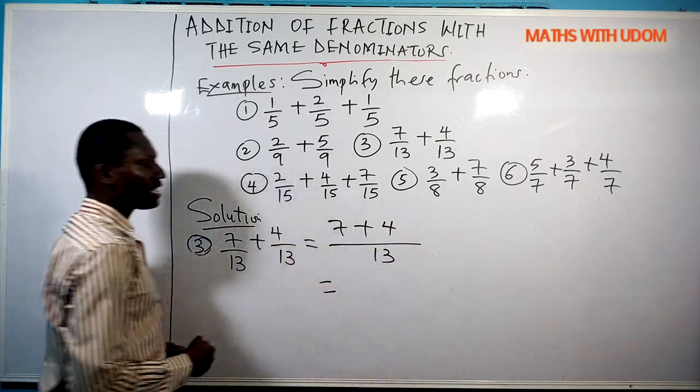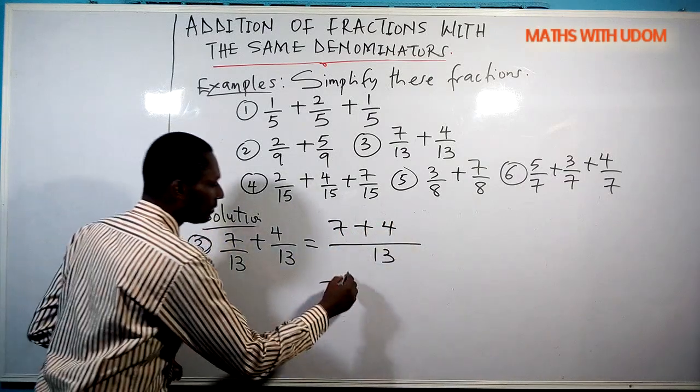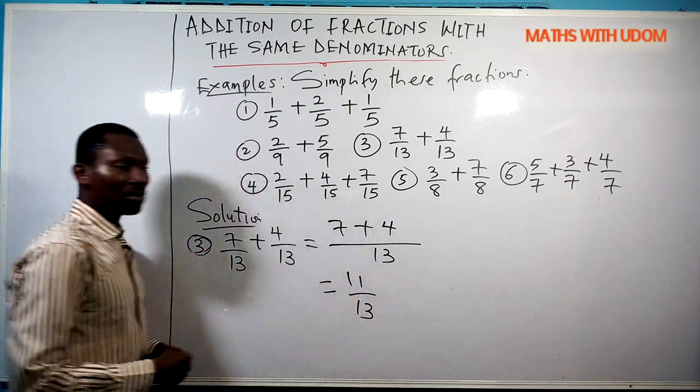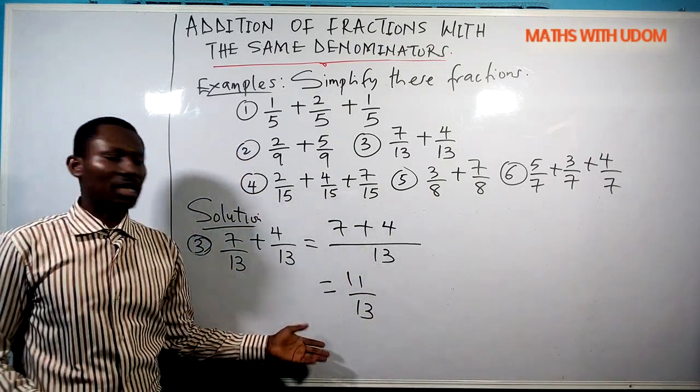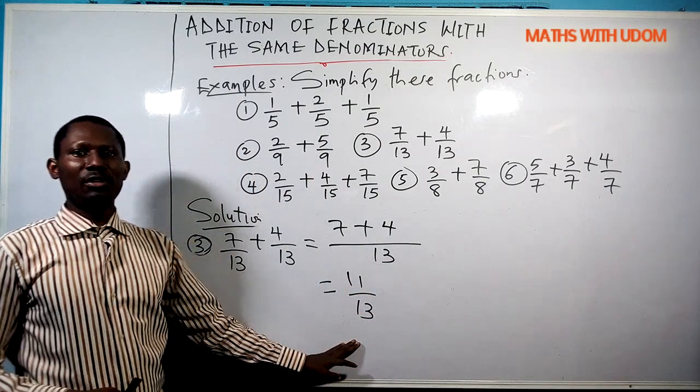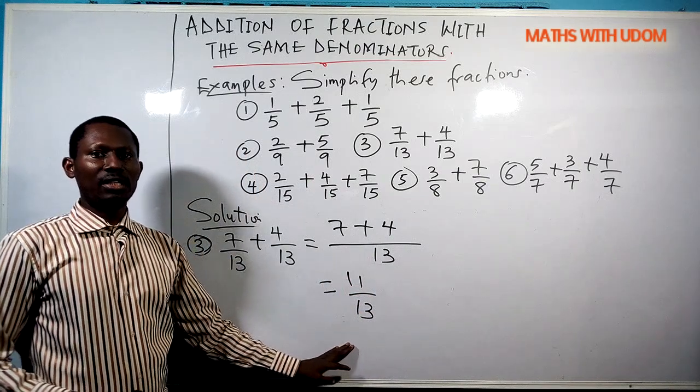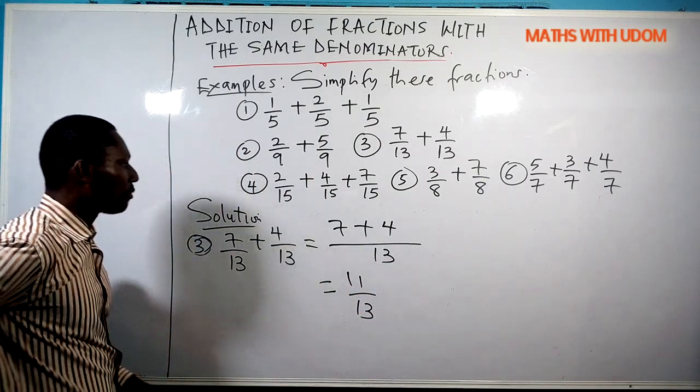Okay? If you add 7 plus 4, you get what? 11 divided by 13, which is what? A proper fraction. So you cannot simplify that. You leave your answer or your results this way. Is that okay? Then example 4.